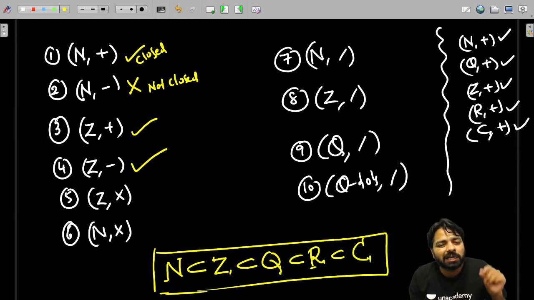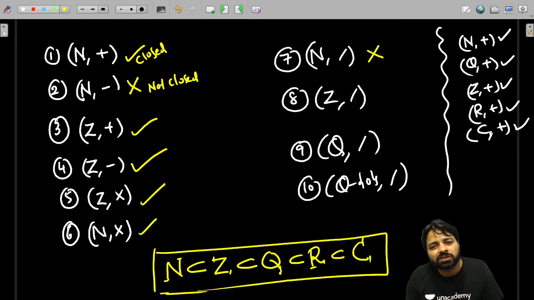Multiplication: multiply 2 integers, you will get an integer. Multiply 2 naturals, you will get a natural number. But division, natural number by natural number, no guarantee of a natural number, so it is not closed. Integer by integer, no guarantee of an integer.